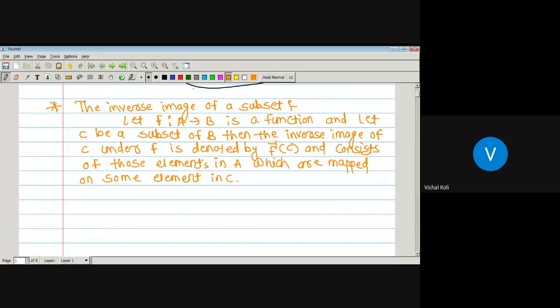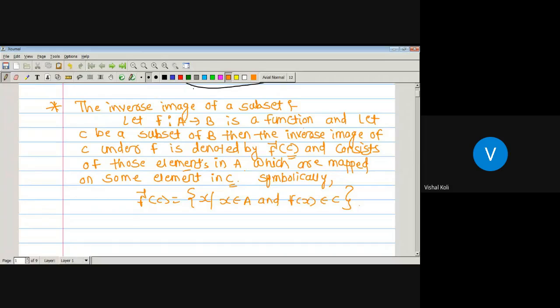If f is any function from A to B and C is any subset of B, then the inverse image of this subset C, which is denoted by f inverse of C, contains all those elements in A which are mapped on some element belonging to the set C. Symbolically, f inverse of C contains all those elements x such that x belongs to capital A and f of x is mapped onto some element belonging to C.